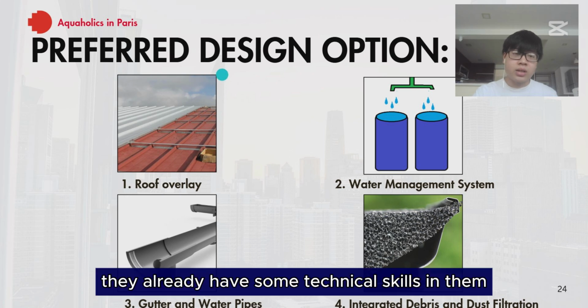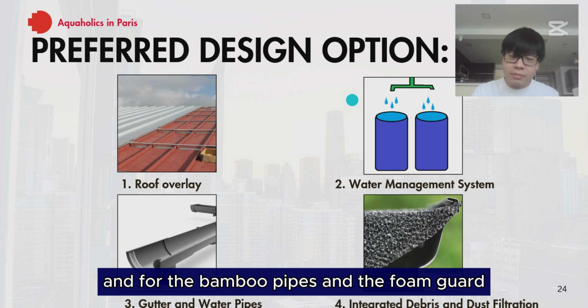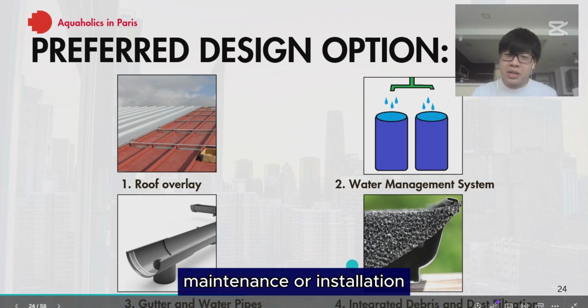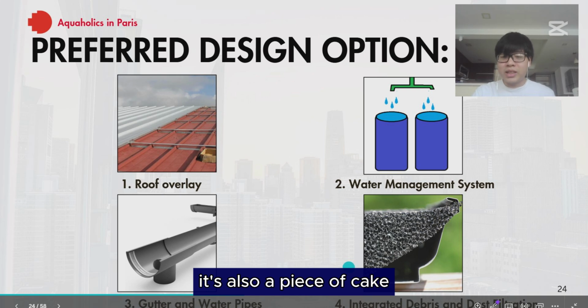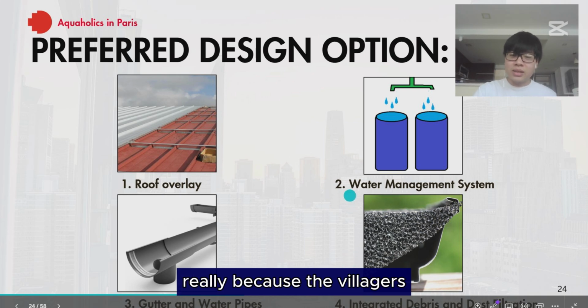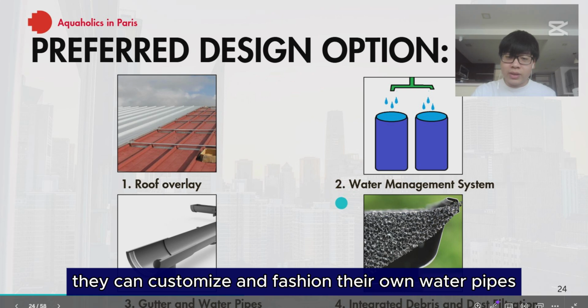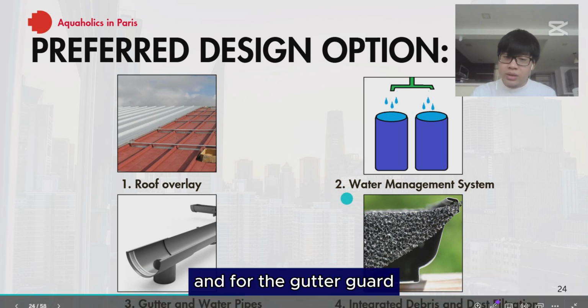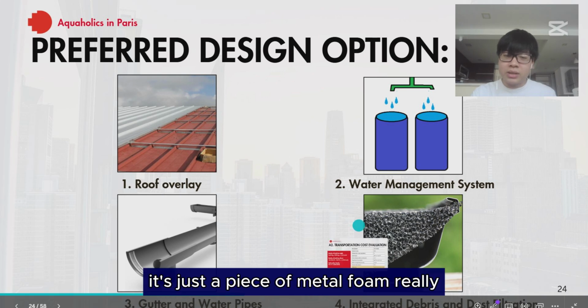The villagers already have some technical skills. And the bamboo pipes and foam guard maintenance or installation is a piece of cake, really, because the villagers can customize and fashion their own water pipes. And the gutter guard is just a piece of metal foam, really.